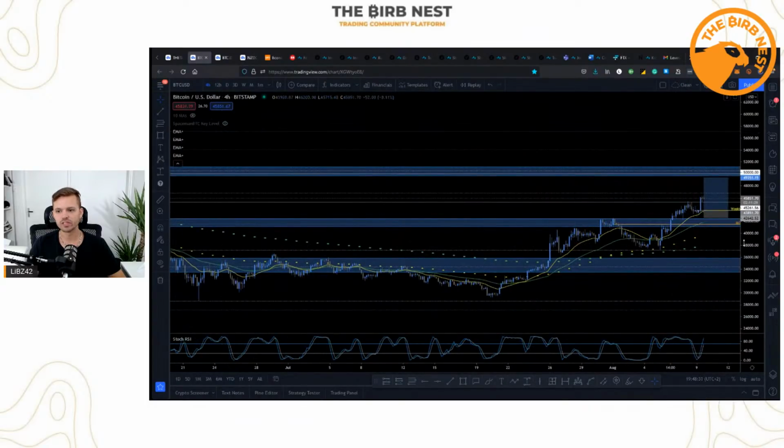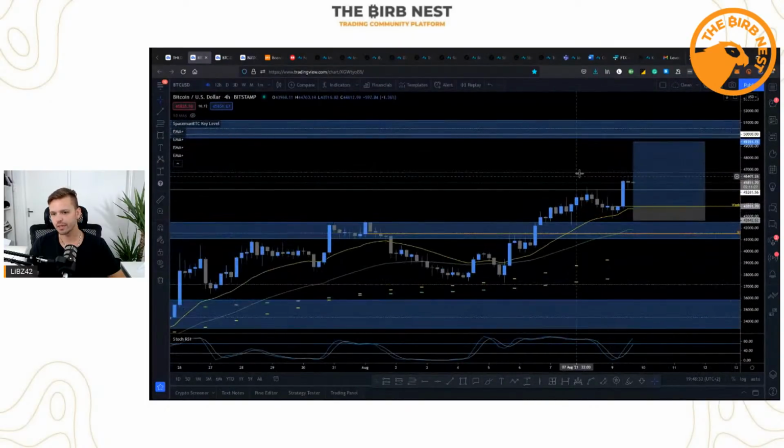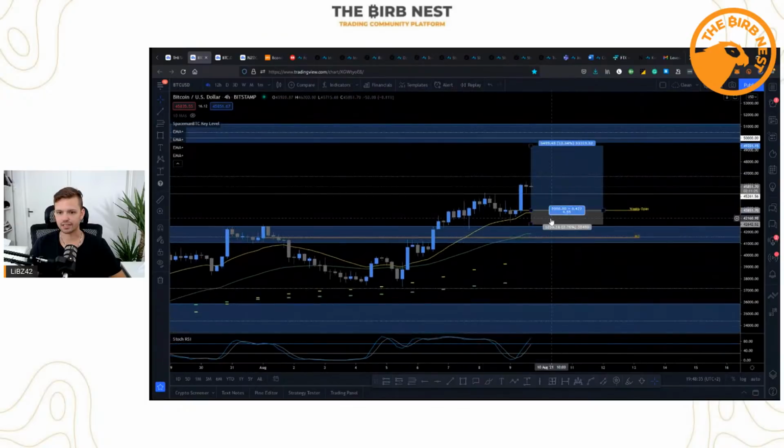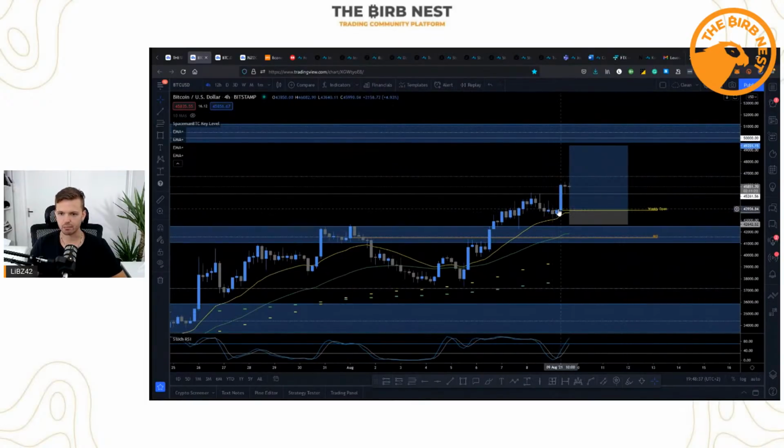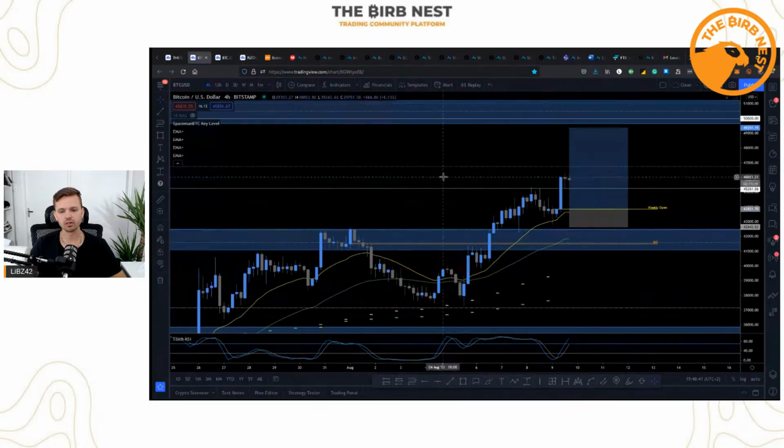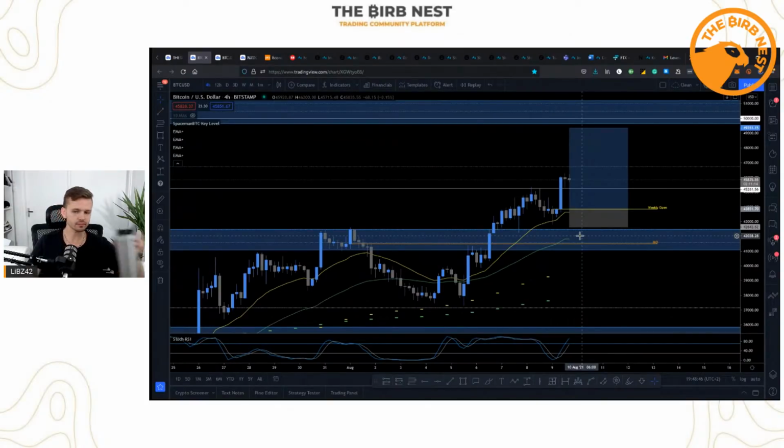This is a setup that I'm actually still looking at. Like I said, I did buy as soon as we reclaimed the weekly open here, but I'm still looking at this trade here on Bitcoin as a potential leveraged long, right?